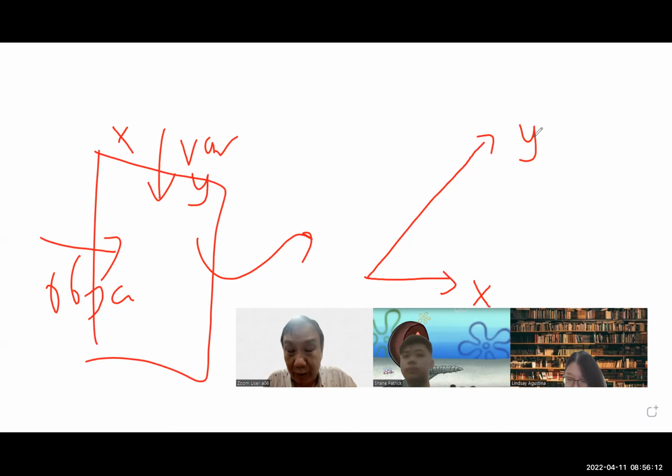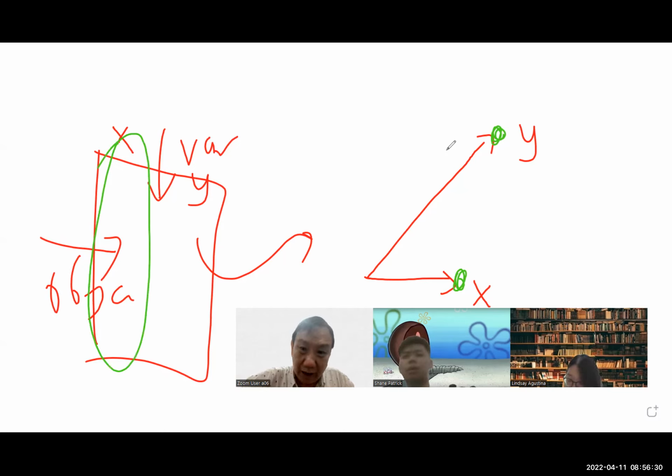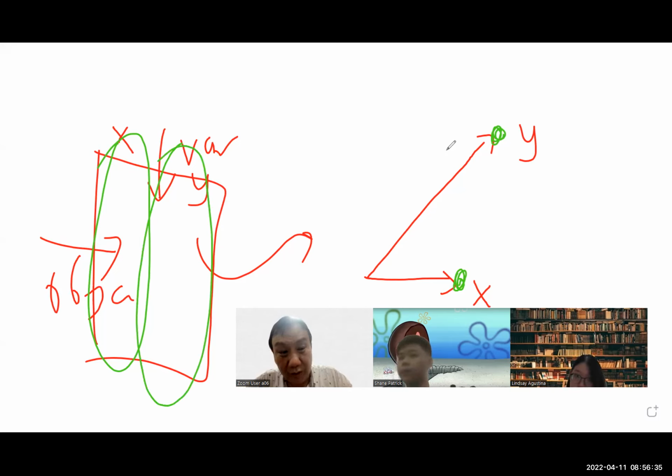Using this way, now you have only 2 points. This is one point and this is another point. What does that point represent? That point represents one column, and this point represents another column here. So instead of one row as one point, now you have one column as one point.